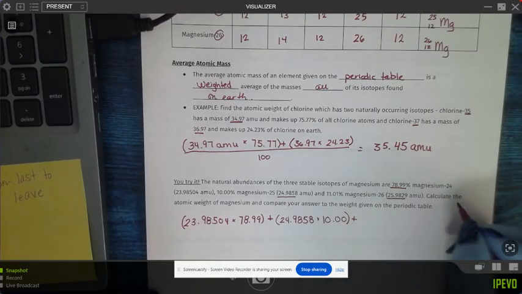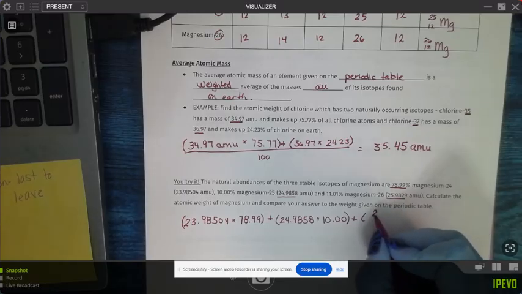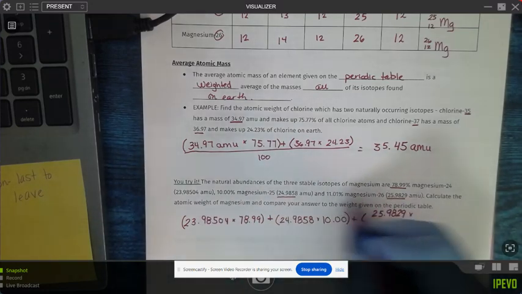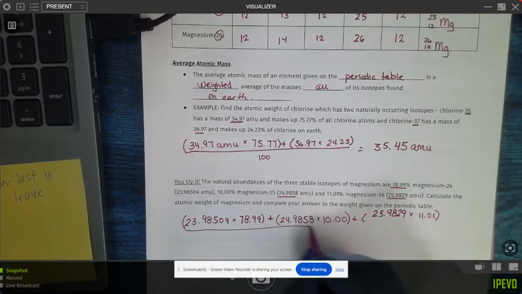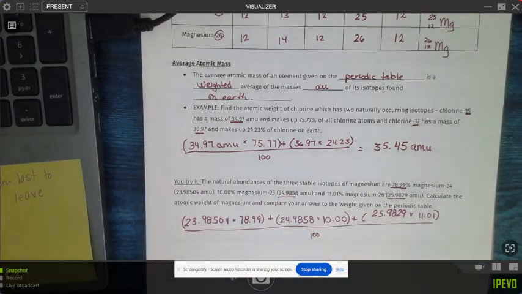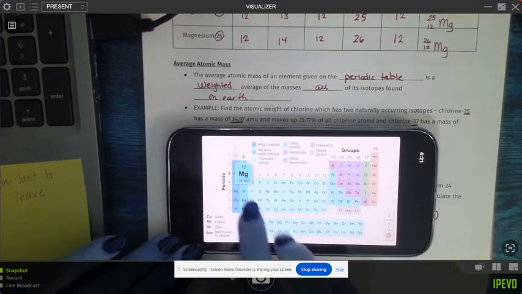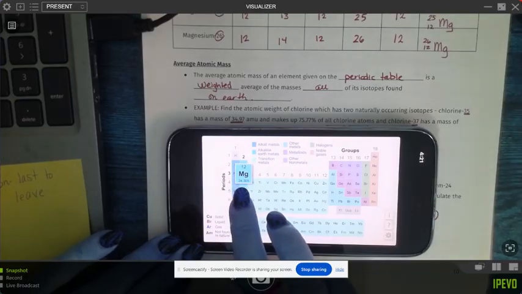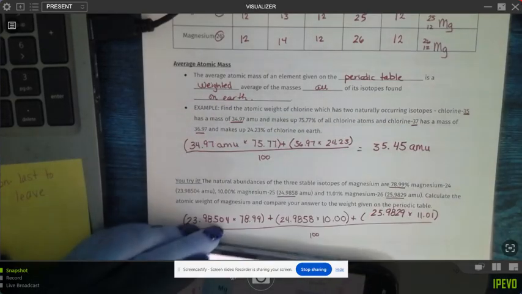And then there's a third isotope, which has a mass of 25.9829, and the abundance of that is 11.01. Do all of this and divide by 100. So let's see what we get. And while I've got my periodic table here, let's look at what we expect. The average atomic mass of magnesium on the periodic table is 24.305. So let's see what we calculate.